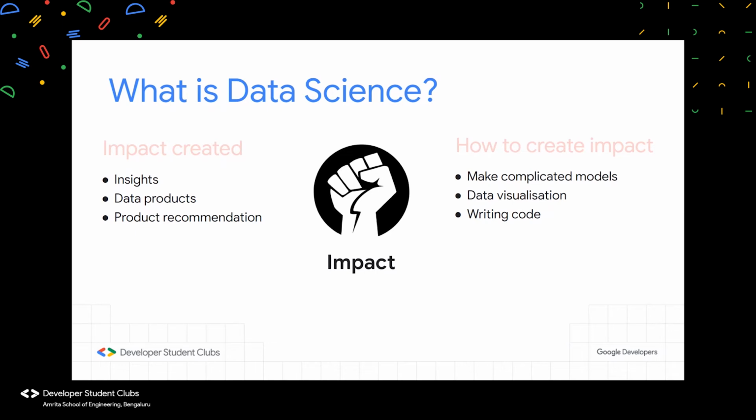And there's also data products and product recommendations. So, based on data that's already existing, you want to survey that over and over again and check what is the best possible outcome that you can get from this data to answer a specific question. And the way that you create this impact is by making models or data visualization and writing code. So next slide, please.